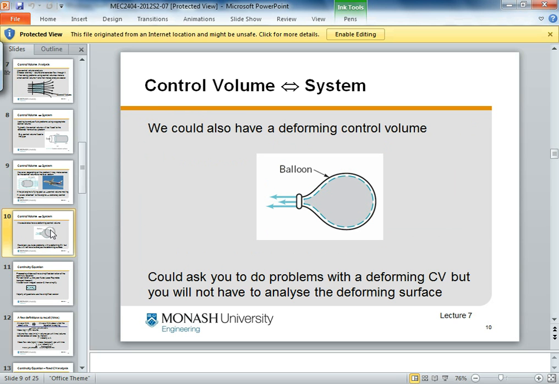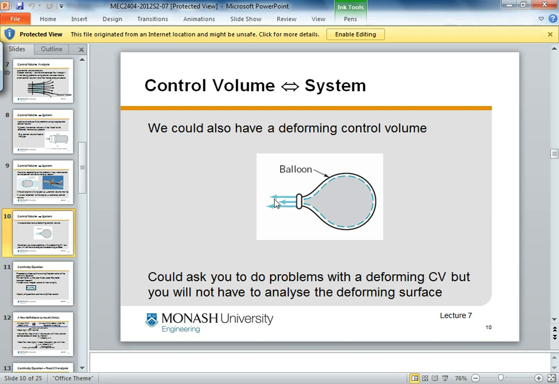Sometimes we're interested in a balloon. As the air comes out, the balloon gets smaller, so our control volume will have to match the size of the balloon at any given time. In that case, based on this control volume, air only enters and exits through this hole here.